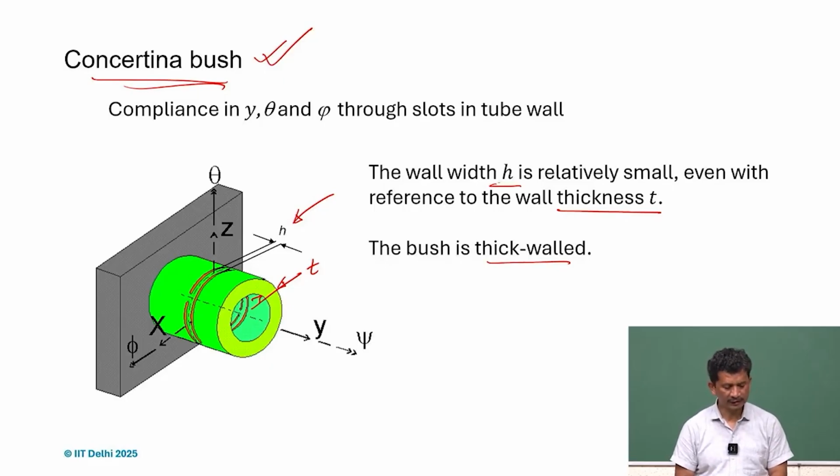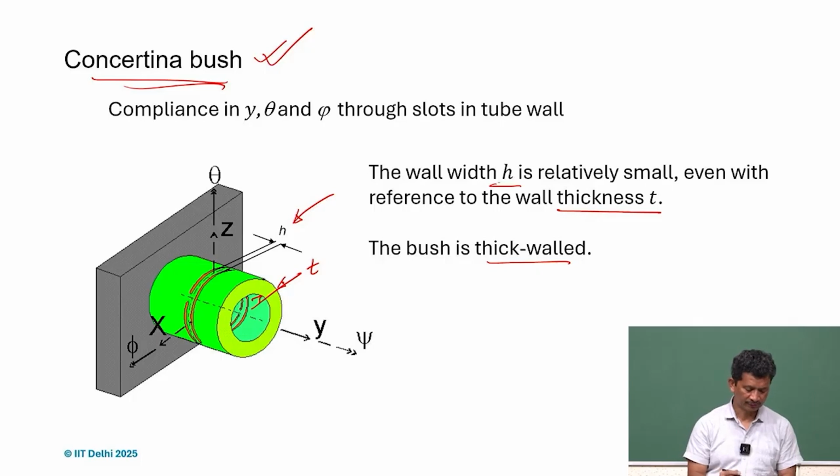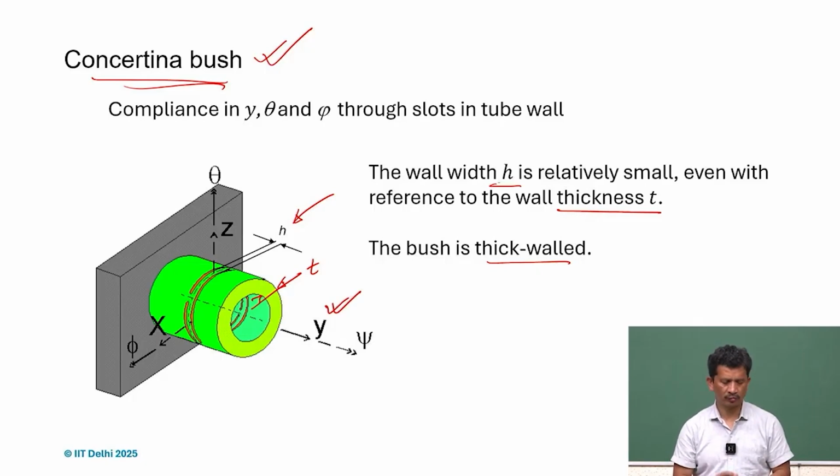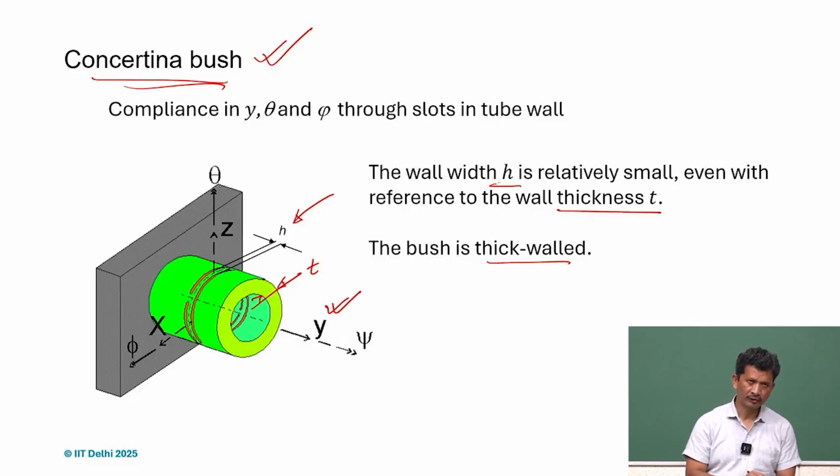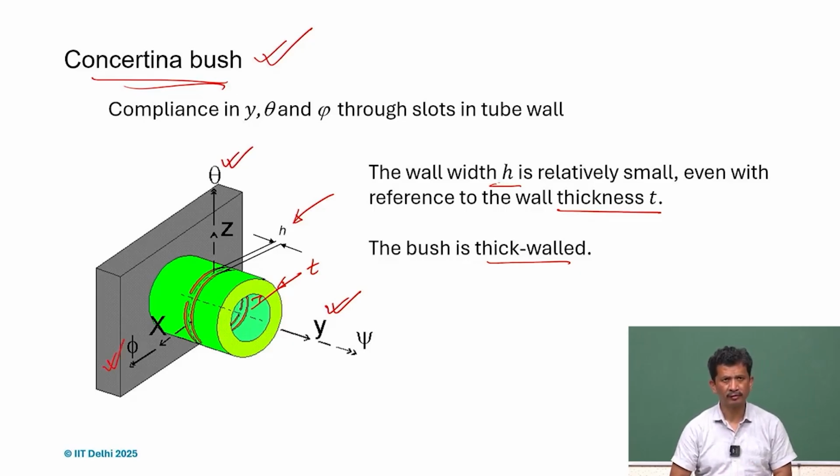In this case, we have created just the short cut and two perpendicular axes, and because h is small, the stiffness along the y direction is quite small. So that will be a degree of freedom, and the other degrees of freedom for this kind of arrangement are theta and phi rotations. Psi is constant here because it's along the center line.